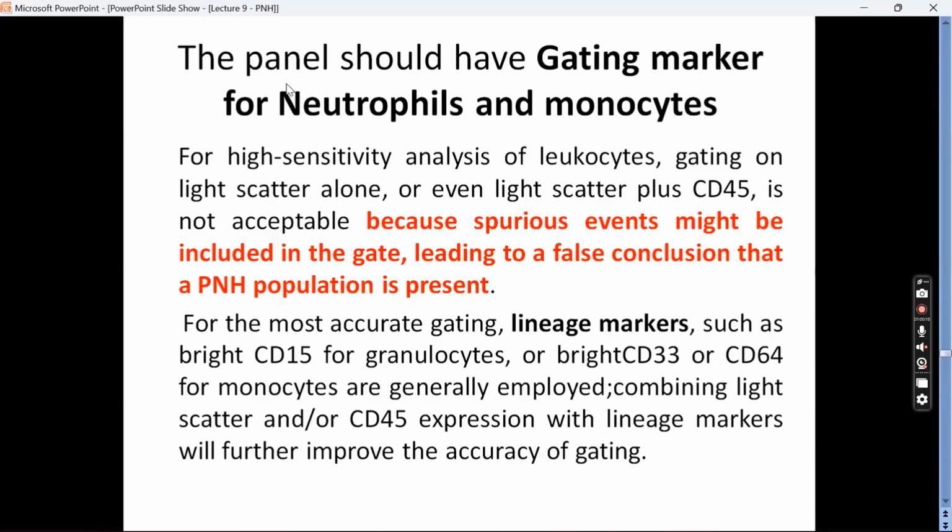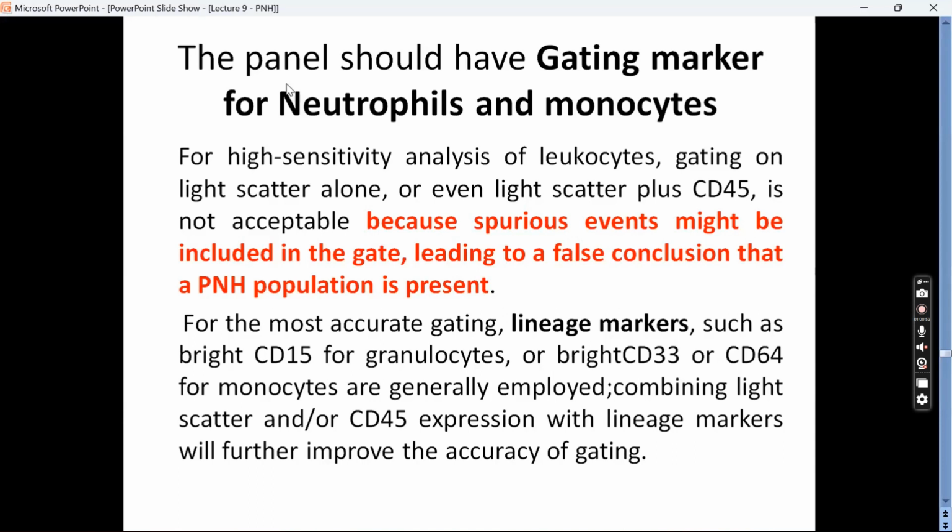CD11c for neutrophils, you can use it, but even monocytes are positive for CD11c. So how do you segregate neutrophils and monocytes? Of course, with scatter you can do that. And CD11c is positive in some lymphocytes also, so CD11c is not a very good idea. The best marker to get out the neutrophils is CD15. CD15 is expressed well in neutrophils. The separation between the signal and the noise is very good, so you can use CD15.